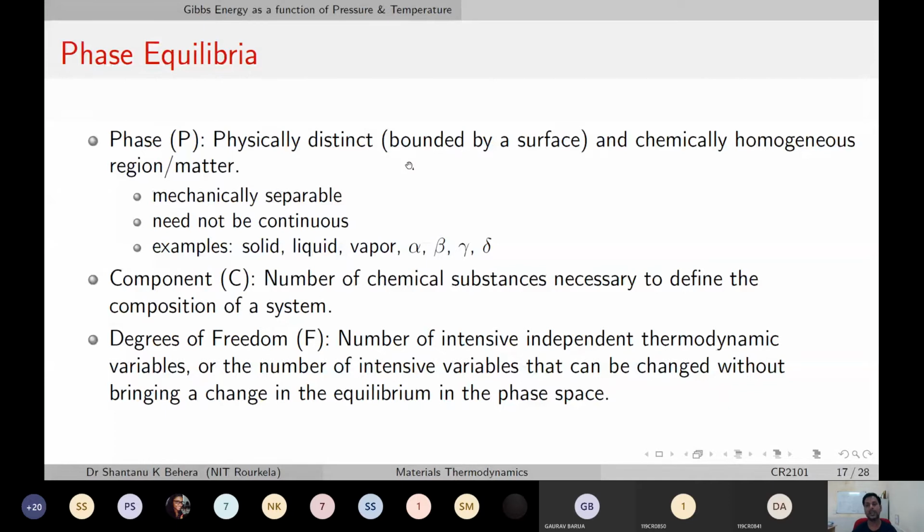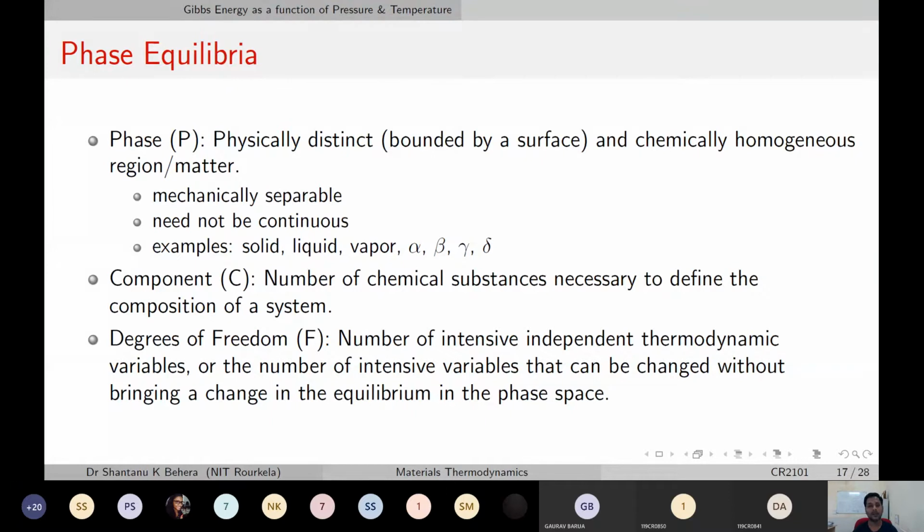So the substance is chemically homogeneous, it doesn't include anything else inhomogeneously, and it's a physically distinct surface. So much so that it's bounded by a surface. Okay, and there are additional attributes of what we call a phase: it's something that you should be able to mechanically separate. Of course, it might be some kind of a nanostructured phase.